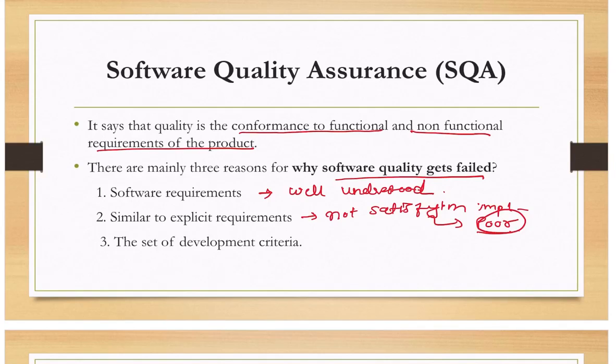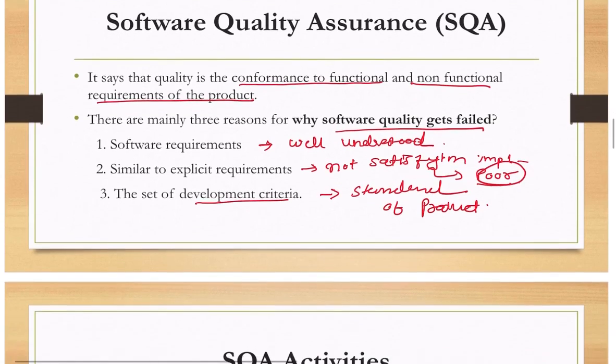Now, the third one is the set of development criteria. It has to be decided in order to specify the standards of the product. It depends on the standard of the product, right? Software quality assurance is the process by which conformance to the requirements of the product is ensured.